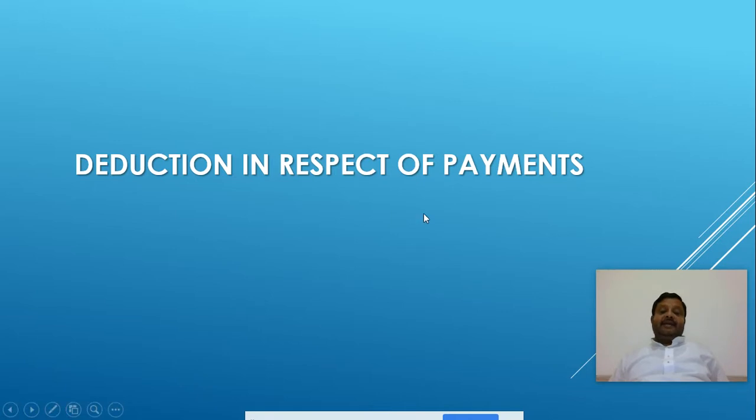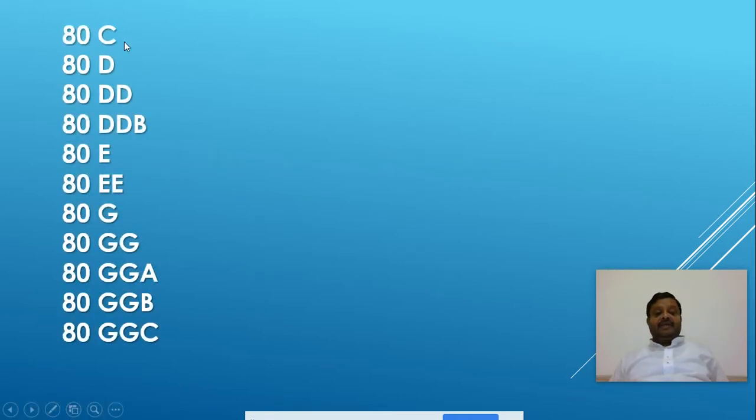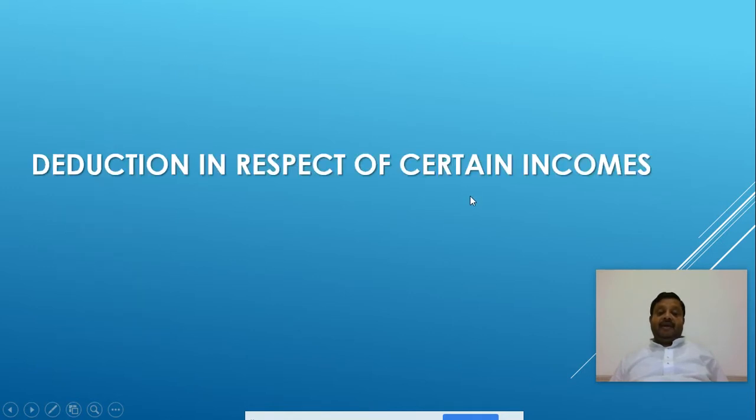We'll be discussing the deductions in respect of various payments, and there are a number of sections. There are 80C, 80D, 80DD, 80DDB, 80E, 80EE, 80G, 80GG, 80GGA, 80GGB, 80GGC. So we'll be discussing these sections in detail, and how these sections can be availed.